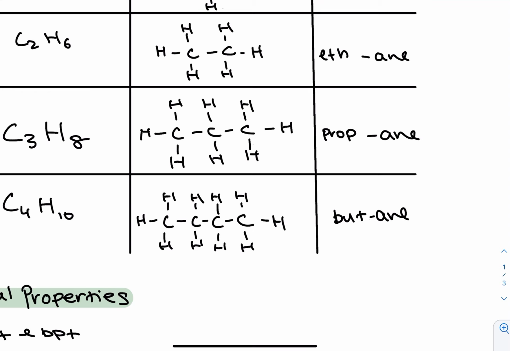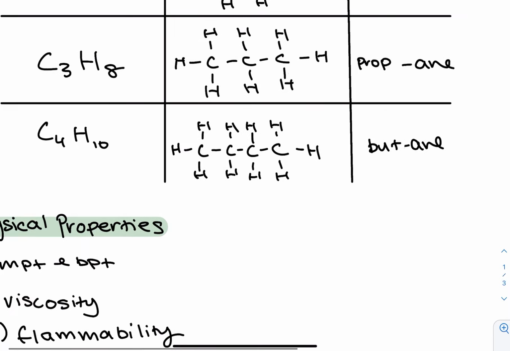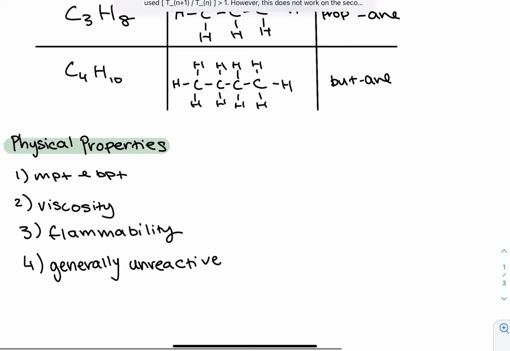And let's check again. So we have for this carbon atom 1, 2, 3, 4. For this one we have 1, 2, 3, 4. We have 1, 2, 3, 4. And then for this one we have 1, 2, 3, 4. So that's correct. So for the physical properties of alkanes, let's first look at the melting and boiling point.